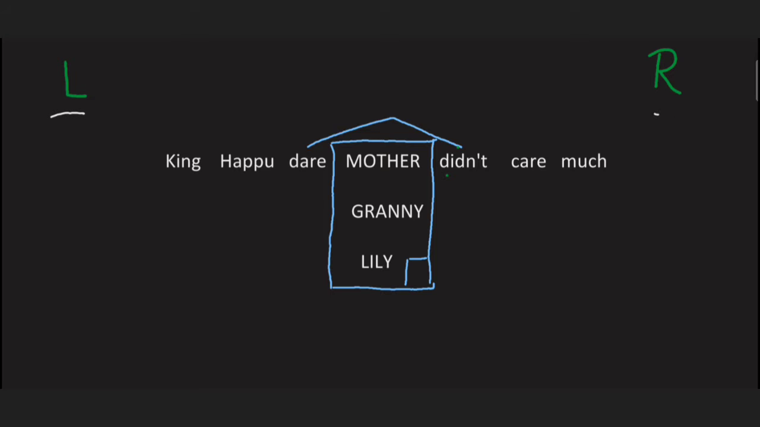And this is the right hand side of our page. One jingle is waiting for you. King Happu dare, mother didn't care much. Did you notice this? Yes, King Happu was a small little boy who stays in this home with his mother, granny, and little sister Lily.